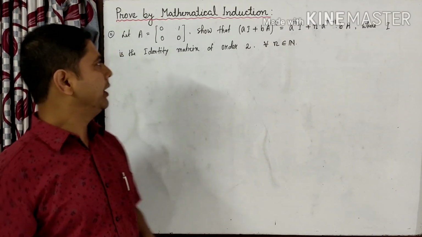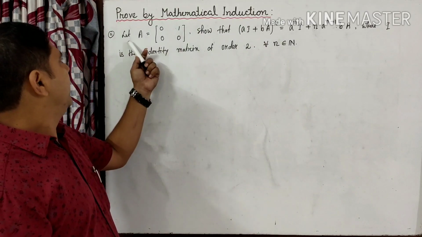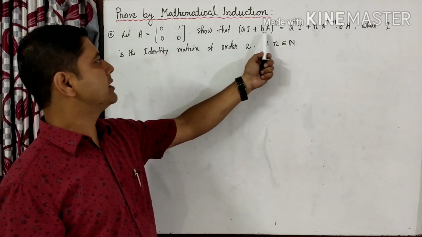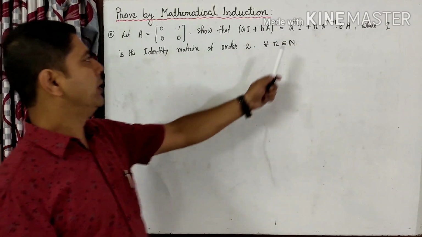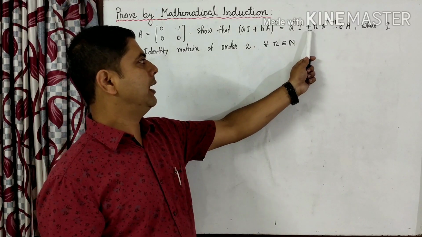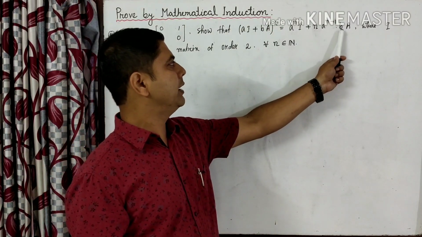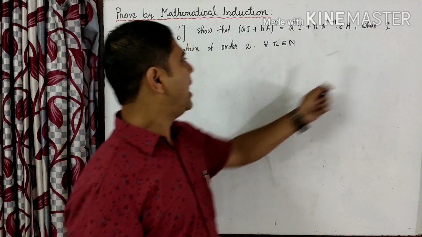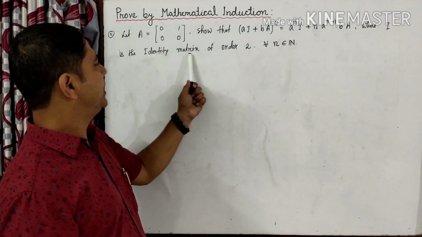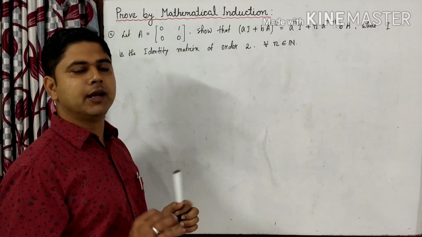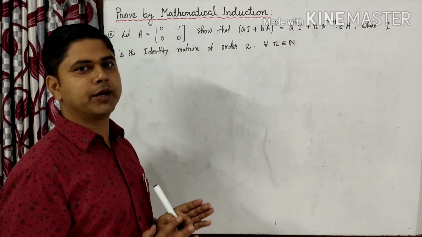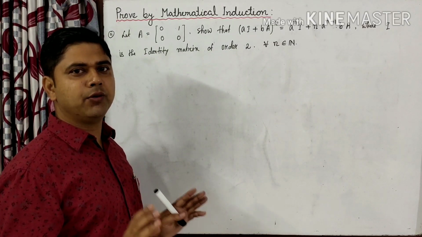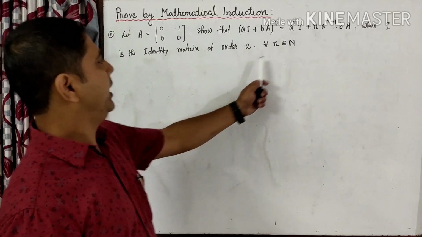Here we consider another example. Let A equal to this one, which is a 2 by 2 matrix, so that (aI plus bA) whole to the power n equal to a to the power n into I plus n into a to the power n minus 1 into b into A, where I is the identity matrix of order 2. That means I, the identity matrix of order 2, equal to what? This matrix, 1 0 0 1.